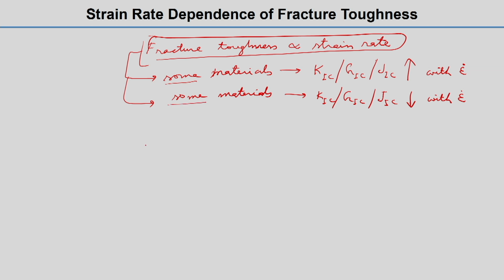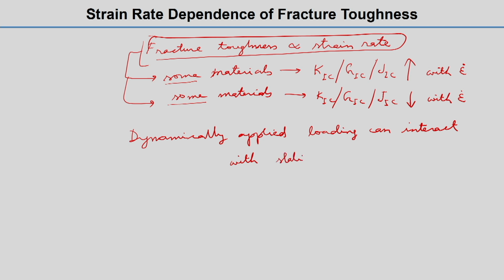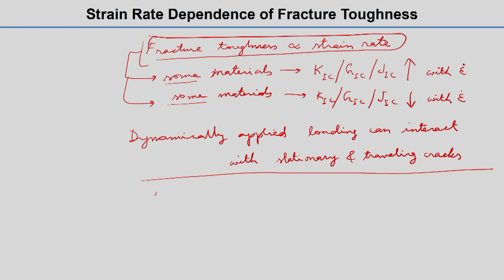Also, dynamically applied loading can interact with stationary and traveling cracks. So the loading will interact with cracks. If we talk about a pre-existing stationary crack, it will behave in a different way than a crack that is already traveling at its maximum velocity.